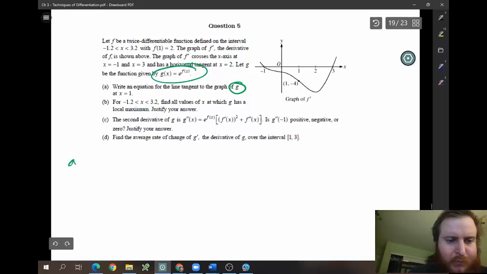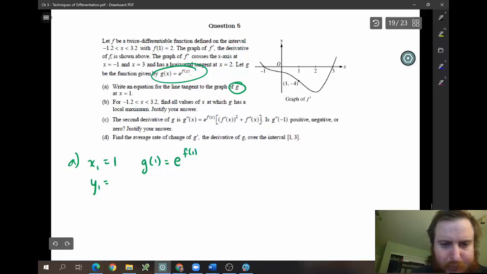But for A, x1 is going to be 1. That's kind of obvious. For y1, we need to do g of 1. So g of 1 is e to the f of 1. Well, f of 1 is not in our graph. Our graph is for f prime. But up here they gave us f of 1 was 2. So this is e to the second power. We're just going to leave that as e to the 2.